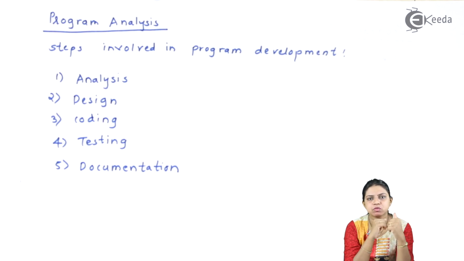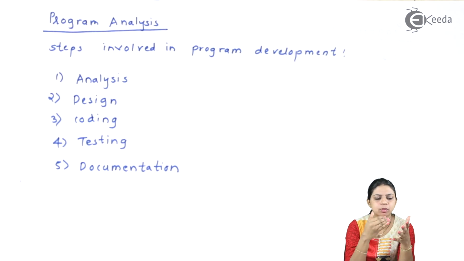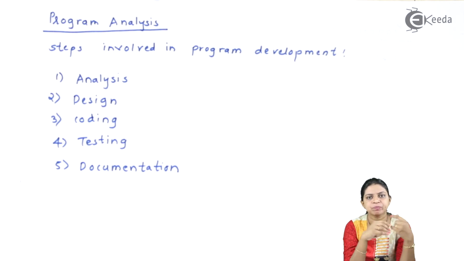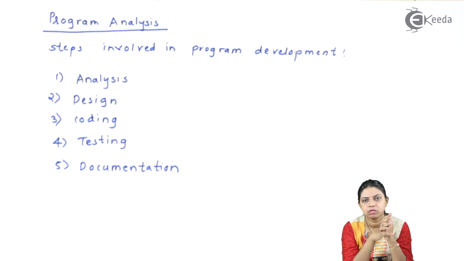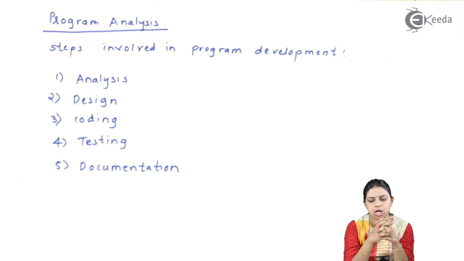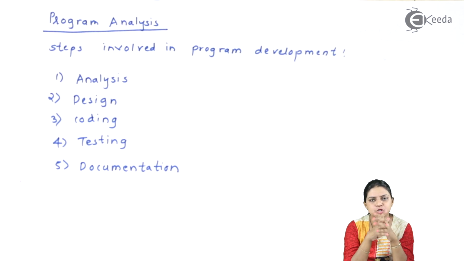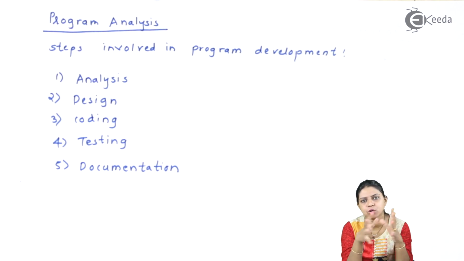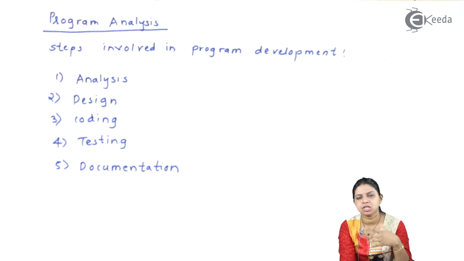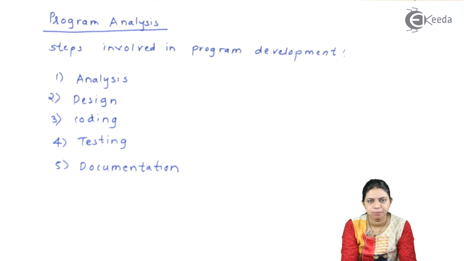So we saw the steps involved in program development: the analysis, where we gather the information; then the designing part, where your program gets divided into different modules and you design every module. Then comes the coding part, where you translate your design into a programming language. Then comes the testing part, where you test the software, and the last part is called documentation. There are two types of documentation: user's documentation and programmer's documentation. So these are the various steps involved in the development of a program.